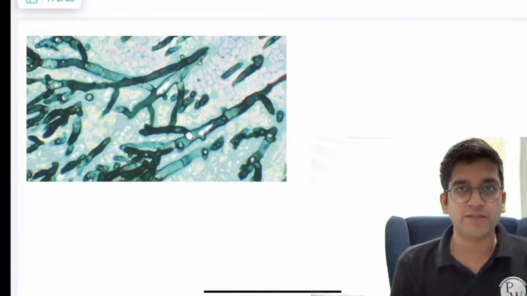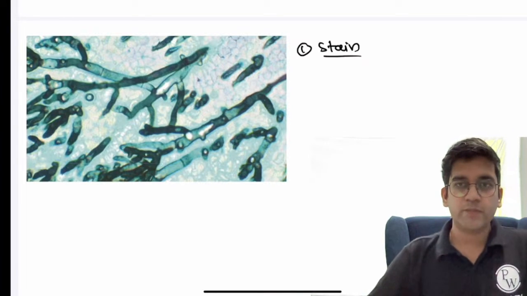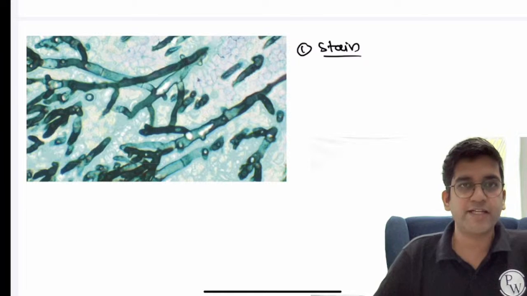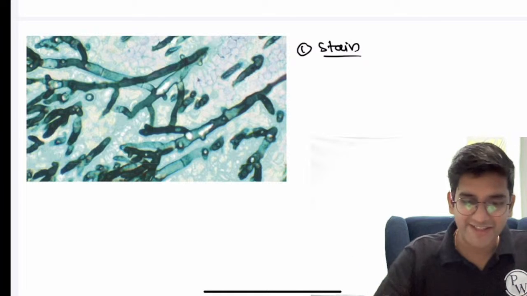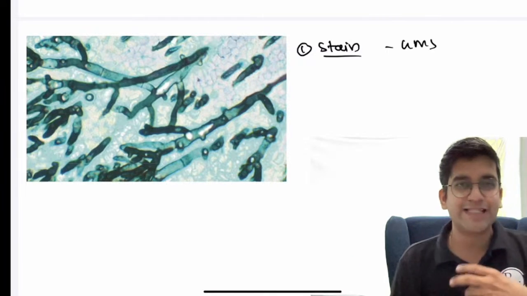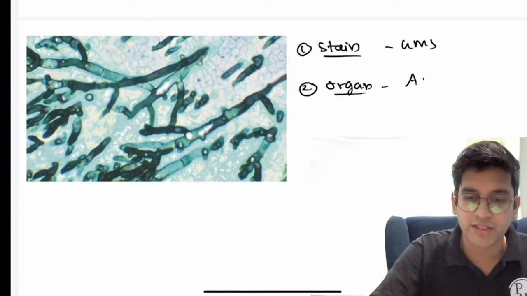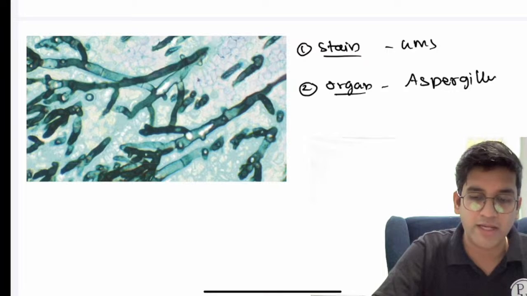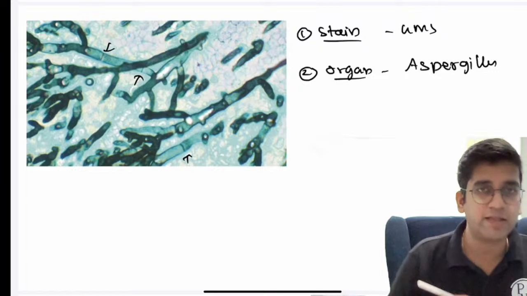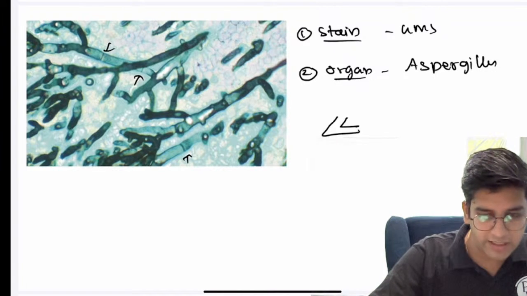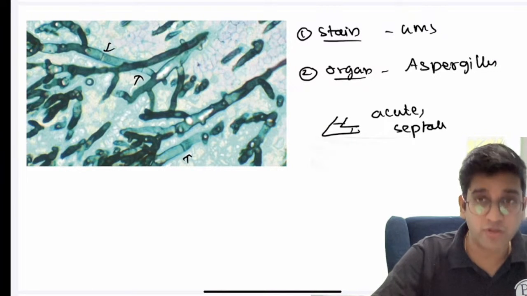Okay, what's the fungus here? Spotter. First question, what's the stain used here? Yeah, it's a GMS stain, right? GMS should actually have been a little bit blacker, and obviously the organism here is undoubtedly Aspergillus. How did you guys find out it's Aspergillus? What's the clue? Aspergillus is septate, not aseptate. I hope you can see the septa here. And Aspergillus has acute angle branching, right? Acute angle branching with septate hyphae is diagnostic of Aspergillus, right?